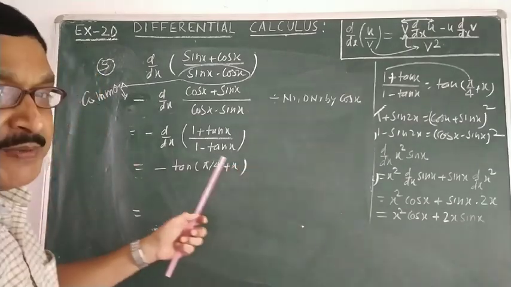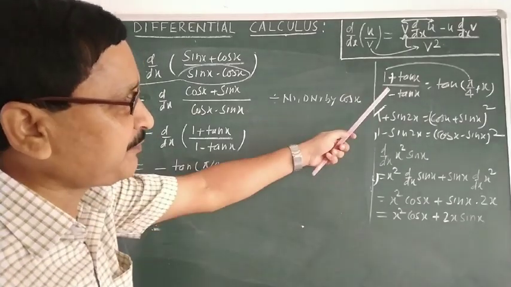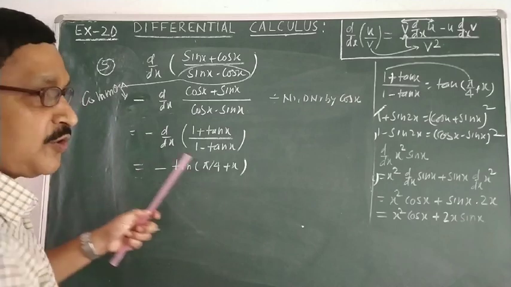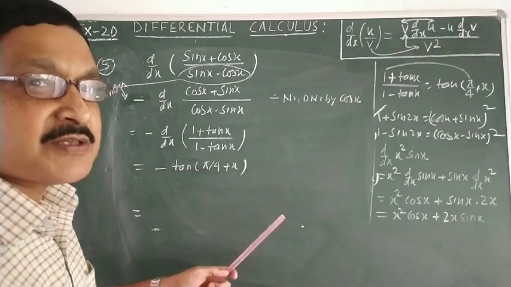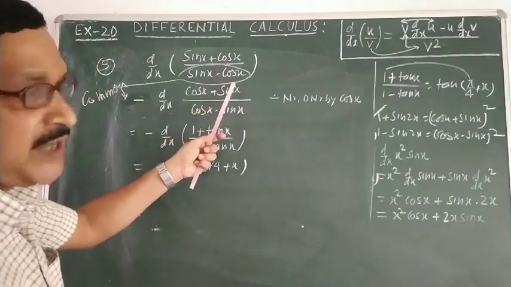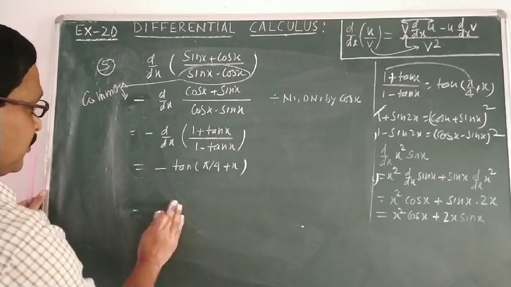If you are in the habit of remembering the trigonometry formulas, trigonometry will give you the fast answer. The u by v method takes more time.